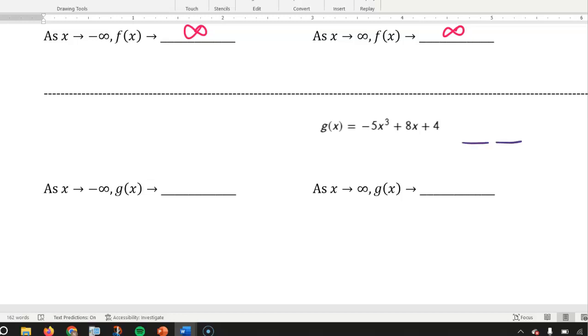All right, so let's see what you did here. In fact, this is negative. It's a negative leading term, so the right side is going to go down. It's an odd exponent, so the left side's going to go in the opposite direction. So the left side of the graph is approaching infinity. The right side of the graph is going towards negative infinity.